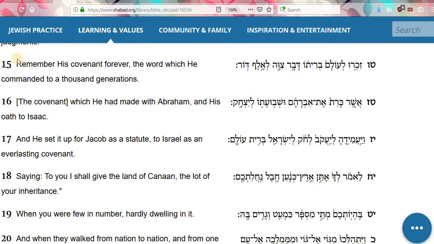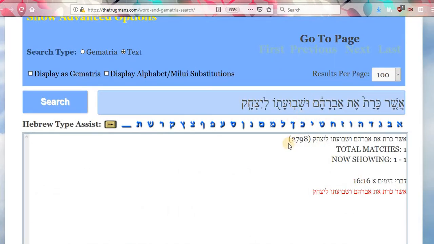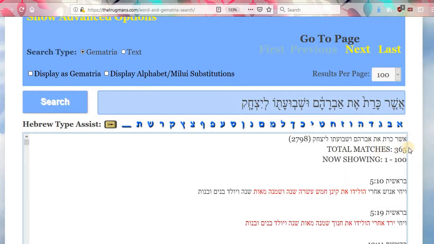So let's look at some verses here. This is in 1 Chronicles 16, verses 16 and 17 will be our focus. I'll read 15. Remember his covenant forever, the word which he commanded to 1,000 generations, the covenant which he had made with Abraham and his oath to Isaac, and he set it up for Jacob as a statute, to Israel as an everlasting covenant. Okay, so I took verse 16, and there you see it, and it has the value 2,798. Now let's see how many times that value shows up. 365 times. So 2798 shows up in the entire Bible 365 times.